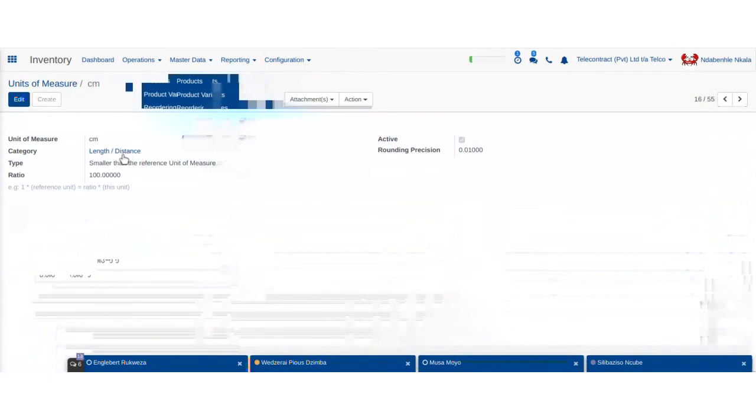Inside the category length, what we must then set is the base unit. So when we've got the category, length or distance, we then put in all the units of measure: centimeters, kilometers, meters, millimeters. But for every category, we must have a base measure. And that's simply done.